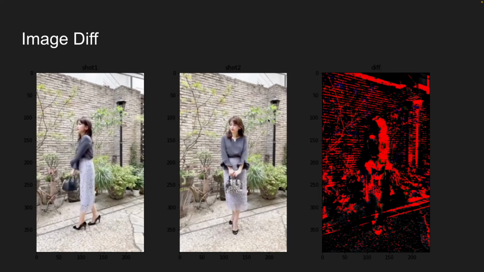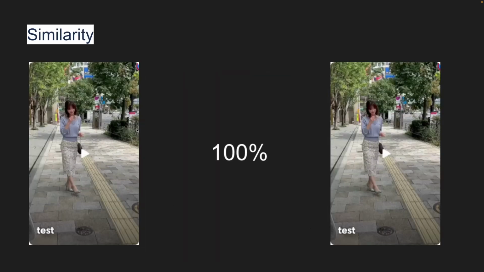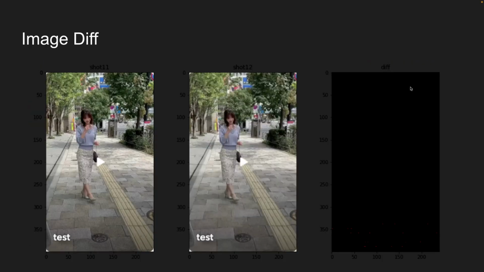So if we use the red color to mark the different area, you will see the third image. If you compare these two images, obviously they are the same image, so the similarity is 100%. Here, there is no different area.